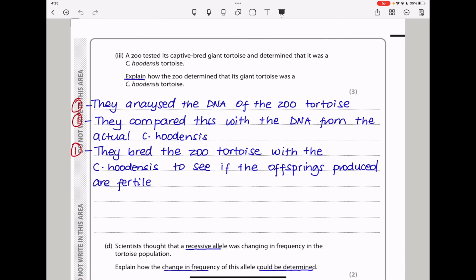Moving on. Here they say a zoo tested its captive bred giant tortoise and determined that it was a C. hudensis tortoise. Explain how the zoo determined its giant tortoise was a C. hudensis tortoise. To do this, they should have the DNA of the C. hudensis, and then they should also get the DNA of this tortoise and compare. So I said they analyzed the DNA of the zoo tortoise, and then they compared this with the DNA from the actual C. hudensis, and then they bred the zoo tortoise with a C. hudensis to see if the offsprings produced are fertile.